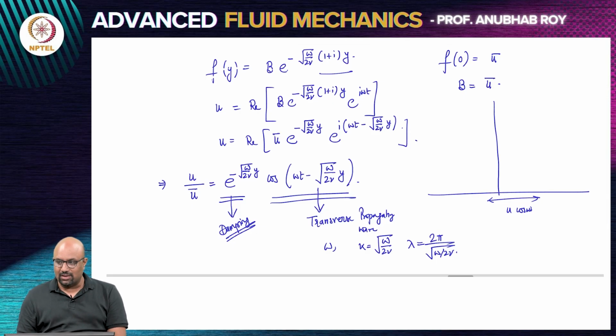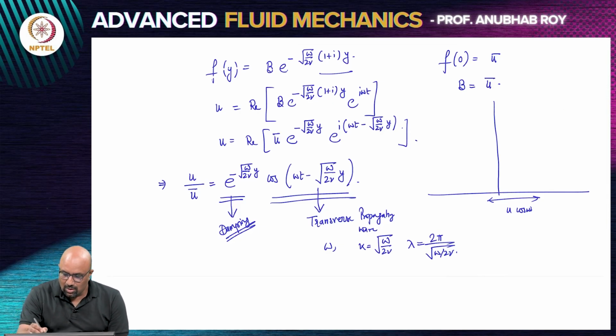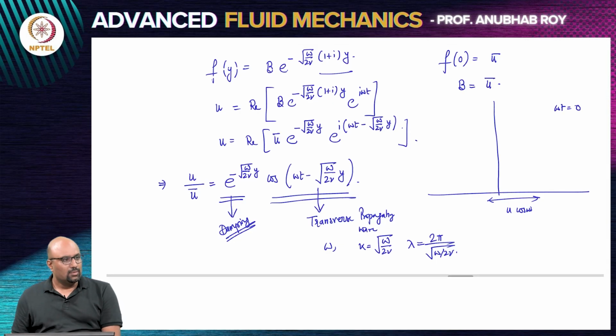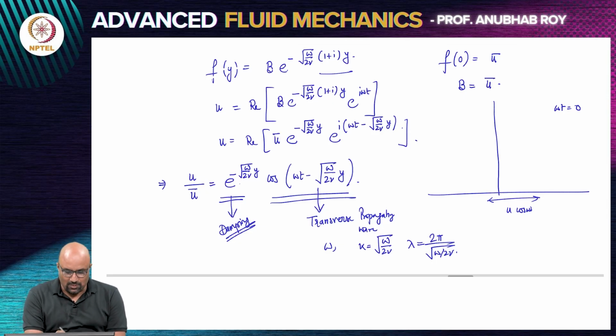So let's start with a time interval. First I will do omega t equal to 0, or rather t is equal to 0. I will sample the solution at every discrete fraction of the time period. So over one time period we will try to look at what the solution looks like. At t equals 0, the solution is exponential of minus square root of omega by 2 nu y and then cos of square root of omega by 2 nu y.